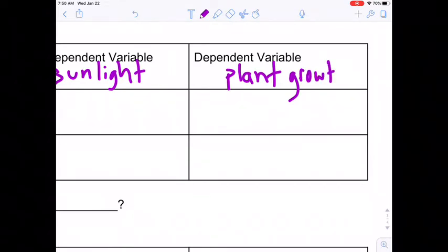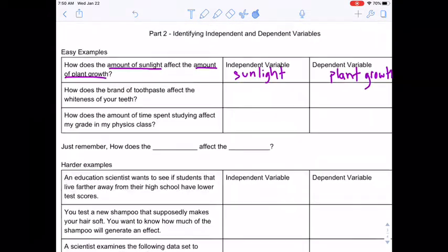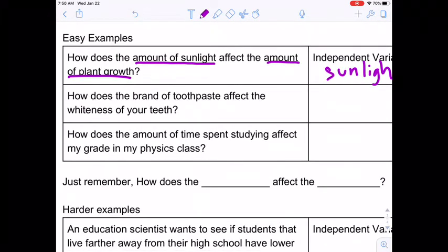You could write amount of plant growth or amount of sunlight. That's perfectly reasonable. You can even write the units. Maybe you're measuring the plant growth in centimeters. So I'm going to add the units to my variable. But in any case, we have a structure here. How does the IV affect the DV? The cause and effect.